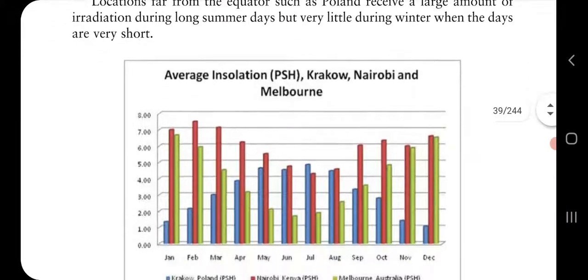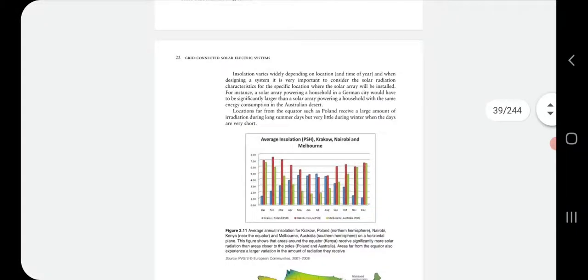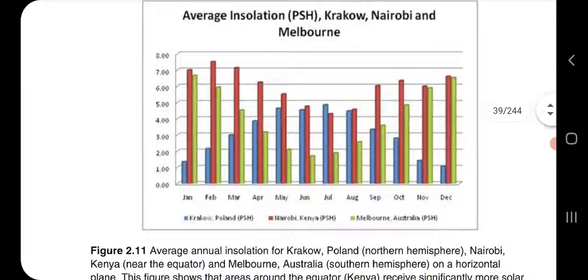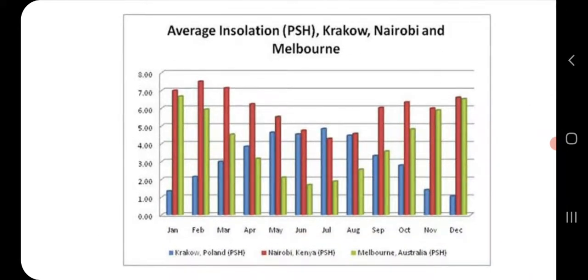We will compare three cities: the first one Nairobi, Melbourne, and Poland. We are comparing during the months of January and February, where Poland receives very little energy compared to Nairobi, that is Kenya in Africa, which is very near to the equator, where the radiation will be more. Melbourne is also receiving a good amount of energy compared to Poland.